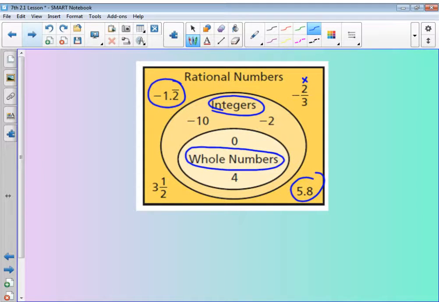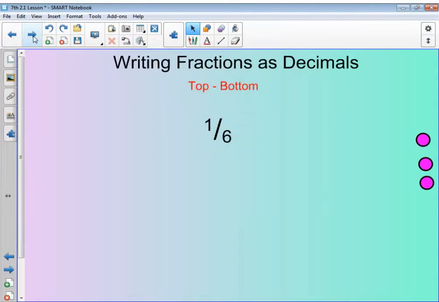Okay, so those are examples of rational numbers. Every single one of these on there is considered a rational number. Okay, so the first concept that we're going to work with today is writing fractions as decimals.